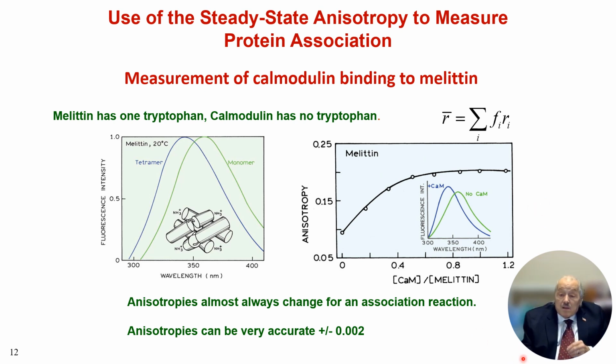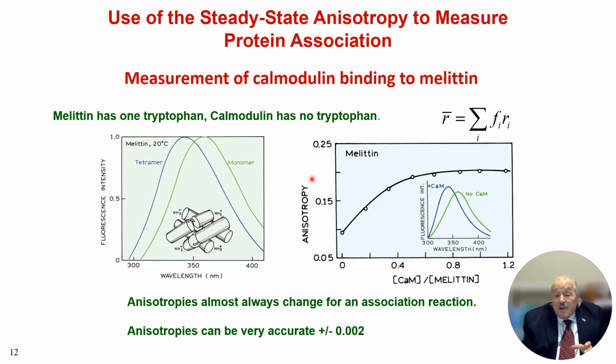Here's a use of anisotropy that just shows how useful it is for measuring protein association. Here we chose proteins, so everything's in our favor. We chose melatonin, which we described before as being able to form a quadruplex, but that's not what's happening here. Melatonin will bind to the surface of calmodulin, and when it does, it rotates much more slowly. It also forms that alpha helical shape, but that's not important at this moment.